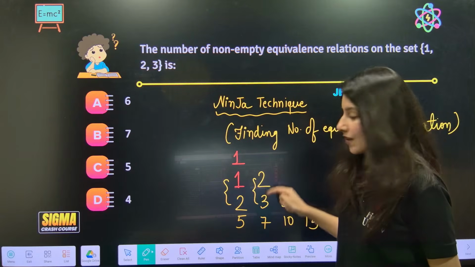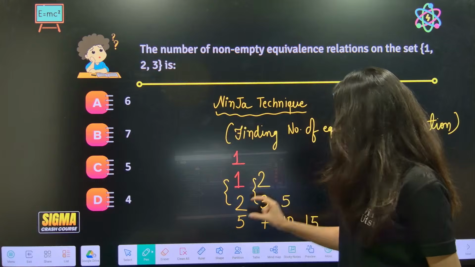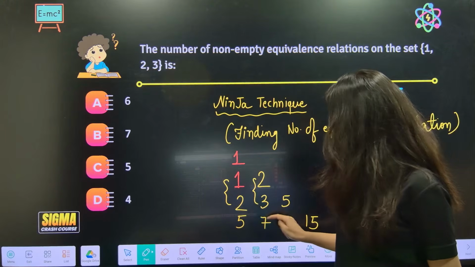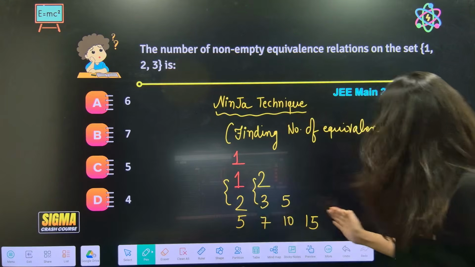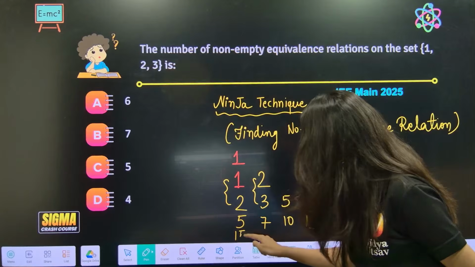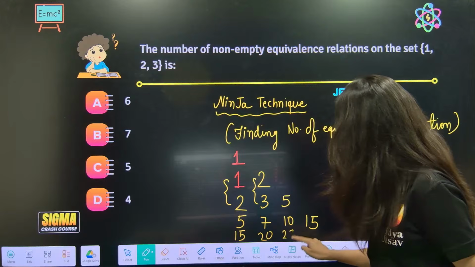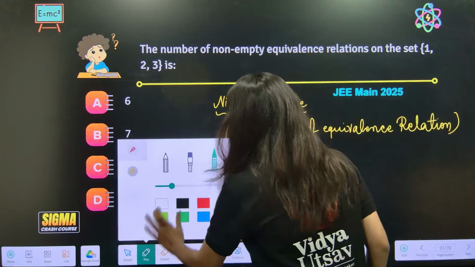The moment 3 is here, what is 2 plus 3, ma'am? 5. Now this is your 5. You have to copy 5 and write it in the next line. 5. 5 plus 2, 7. 7 plus 3, 10. 10 plus 5, 15. Okay. Now here 15 you have to write. 15 plus 5, 20. 20 plus 7, 27. Are you getting my point? This particular pattern.